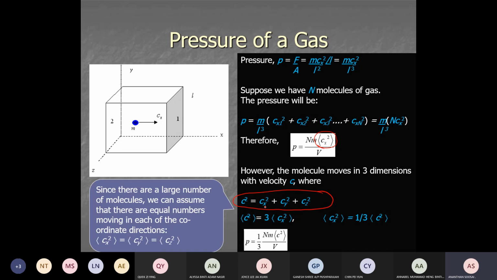So you see here, we agree c squared is cx squared plus cy squared plus cz squared. Now there is one assumption: since there are a large number of molecules, we can assume that there are equal numbers moving in each of the coordinate directions. In other words, do you agree if you have a box, the pressure at face 1, face 2, the top face, all 6 faces will have the same pressure or different pressure?